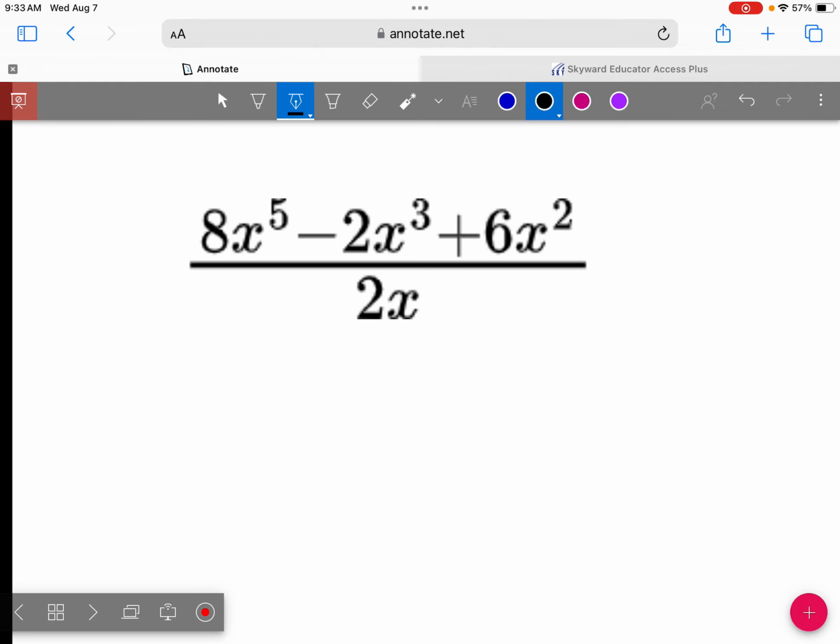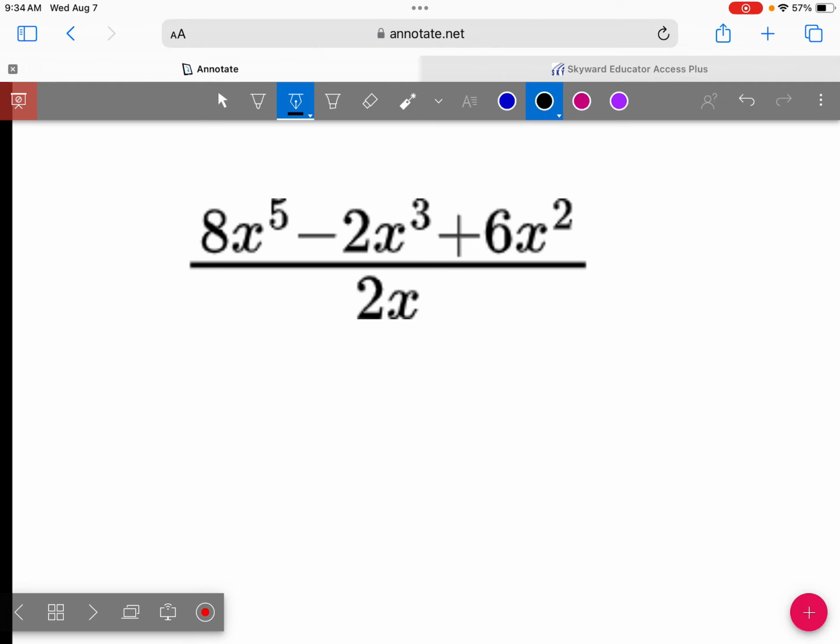Does anyone remember how to do this? Say it's been a minute. That's not something we do super frequently. The easiest way to do this is to uncommon our denominator.